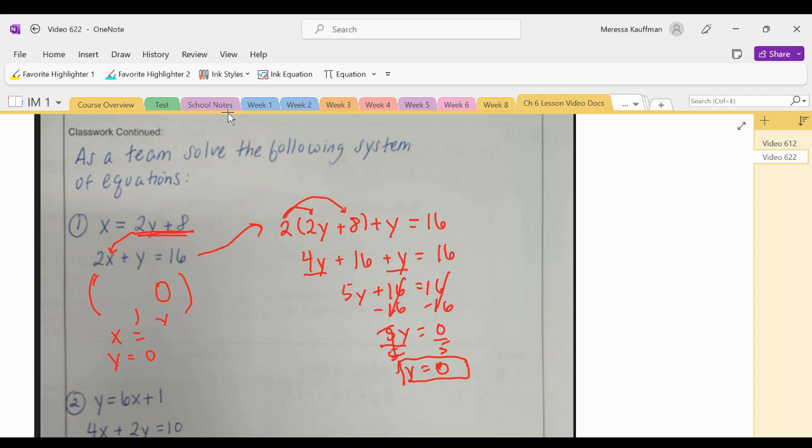Now I've got to find what x is equal to. All right, I'm going to put 0 into one of these equations. I'm going to choose this top one. So x is equal to 2, but instead of y, I'm going to put 0 plus 8. That's this equation right here. Ooh. x is equal to 2 times 0, which is just 0, plus 8 is 8. I have a parenthesis right there. Sorry, guys. So my x is equal to 8. And there's my answer.